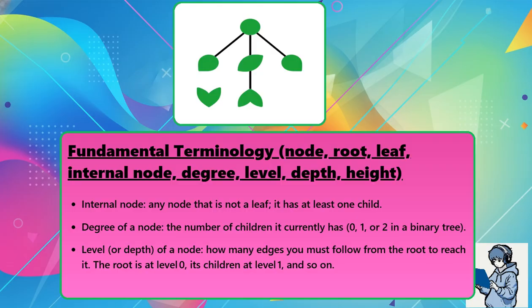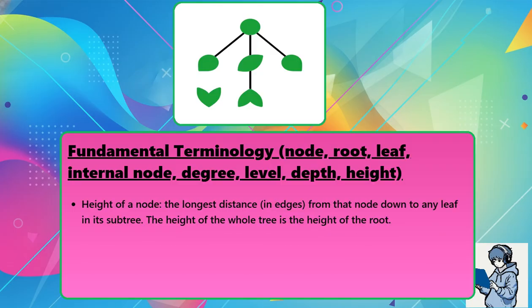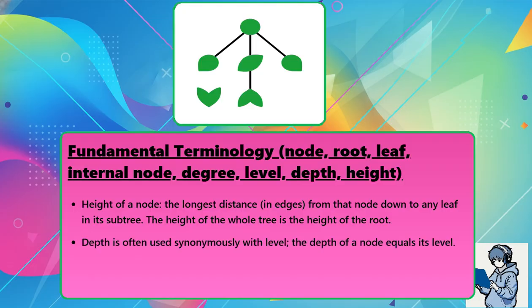The root is at level 0, its children at level 1, and so on. Height of a node: the longest distance in edges from that node down to any leaf in its subtree. The height of the whole tree is the height of the root. Depth is often used synonymously with level. The depth of a node equals its level.